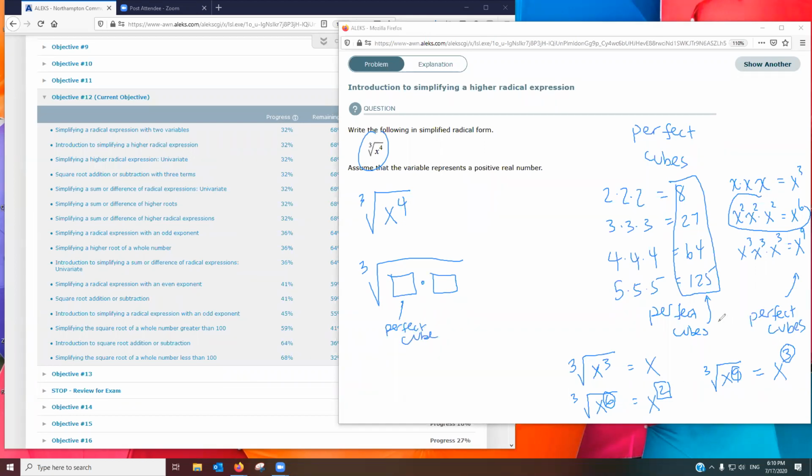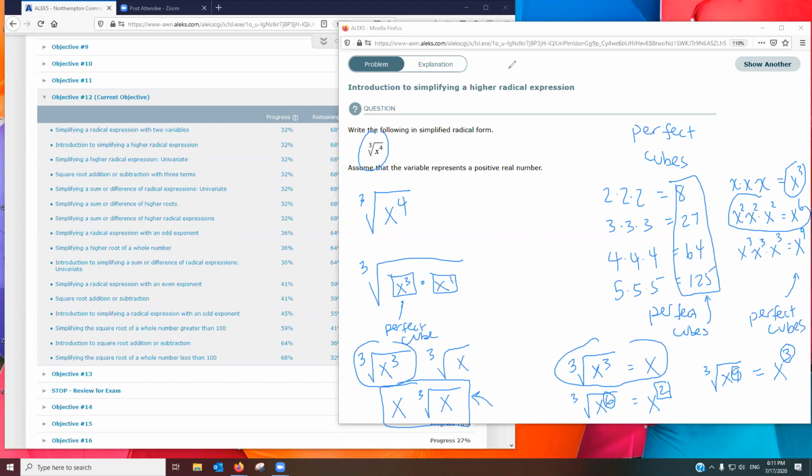Well, I know one of the perfect cubes is x to the third. So I'm going to rewrite x to the 4th as x to the 3rd times x to the 1. I'm going to break it up into 2 separate cube roots. But the cube root of x to the 3rd, we said earlier, was just x. So this is x. The cube root of x, I can't do anything to simplify, so I'm just going to bring that with me. So this is the answer to simplify this example.